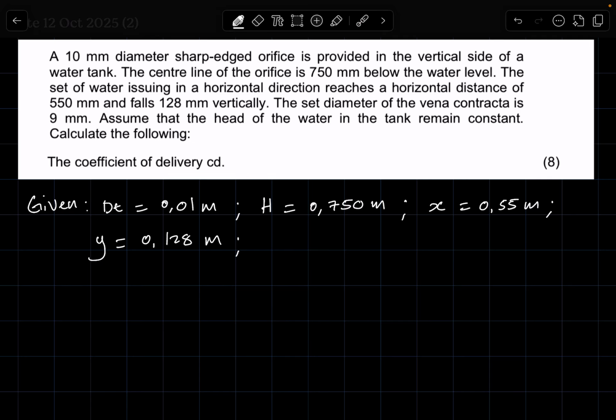Like we said, you get the theoretical diameter and you get the actual diameter, and the actual diameter we take as the diameter of the vena contracta. So this would be dA, the actual diameter, which is equal to 0.009. So that's the information we've been given, and we've been asked to calculate essentially the efficiency of the pump, which is the same as the coefficient of delivery. They want us to calculate CD.